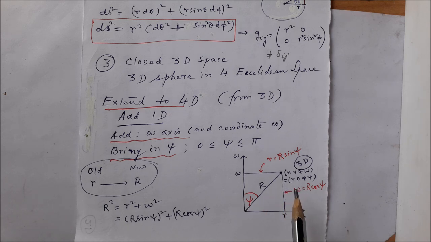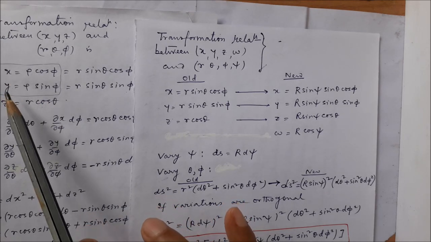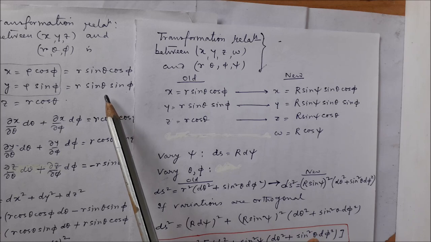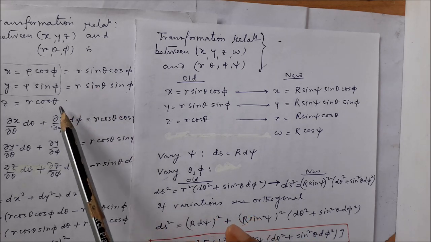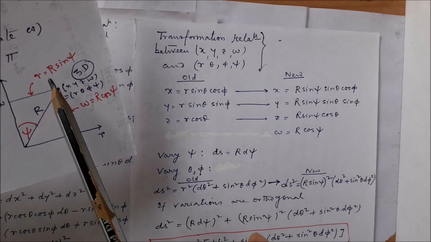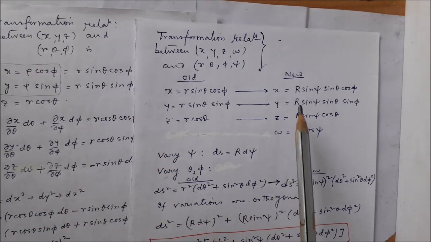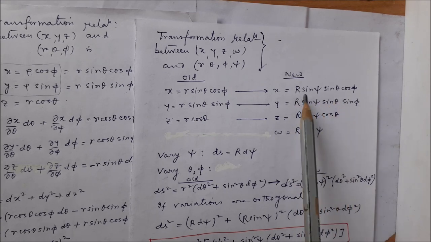It would be theta, phi and psi. As before, R will be taken constant, it being the radius. Now these were the previous transformation relations x, y, z, and here r, theta, phi. The new transformation relations will be obtained from here by putting, instead of r, capital R sin psi. And therefore this relation will be converted to this one.